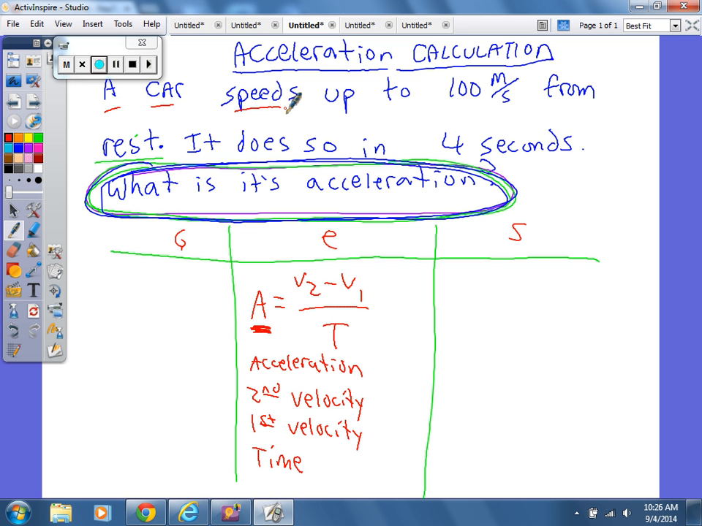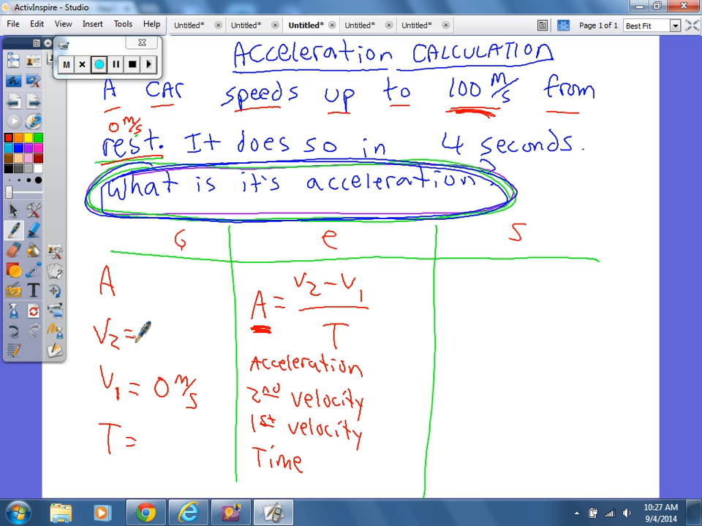A car speeds up to 100 meters per second from rest. So what that's telling me is that the car was initially, the first velocity was 0 meters per second because that's where it started. It was at rest. So in the story, as you're reading the story, and we imagine the story in our minds, the very first thing the car was doing was stopped, and then it sped up to 100 meters per second. So as I list out my pieces of the equation over here, the first velocity in the story, not necessarily as I read it in a sentence, but as I imagine the story, the first velocity was 0 meters per second.